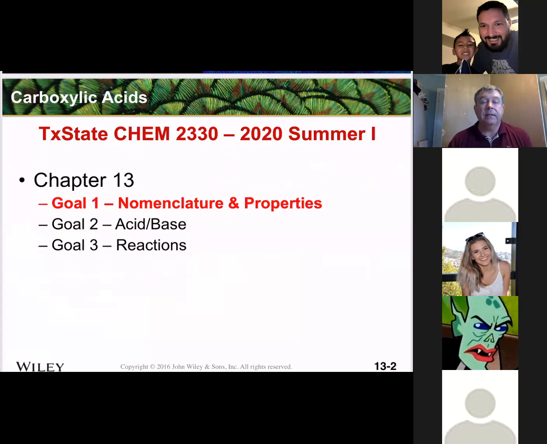Our goal 2 is the fact that carboxylic acids are acids, and therefore we have to look at their acid-base properties, the acid itself and then its conjugate base. We've already talked about the fact that carboxylic acids have resonance structures that help stabilize the charge, and we're going to look into that a little bit more. Then we're going to go into some of the reactions. Most of the reactions in goal 3 are associated with making derivatives of them or reacting them to make other functional groups. But we're going to start with goal 1 right now.